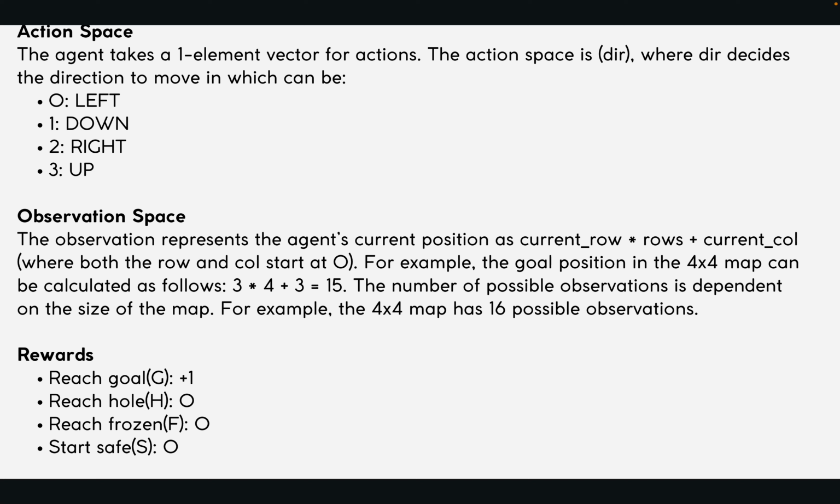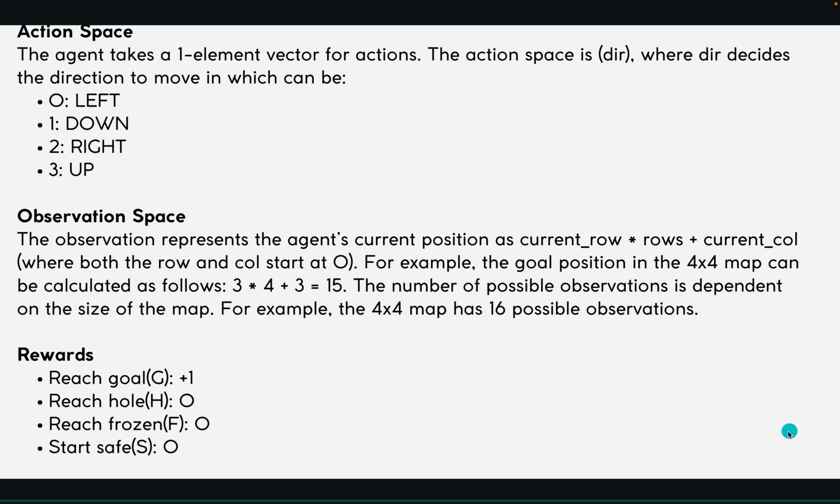Okay, so now you understand the observation, the action space, and now the rewards. The goal is to get the frisbee. If you get the frisbee, you get +1. If you reach a hole and fall into it, you get 0 points and the game ends. If you step on frozen ice, there are no negative points and you can keep moving forward. And the last one is the start spot. It's the start state, where you also get 0 points.